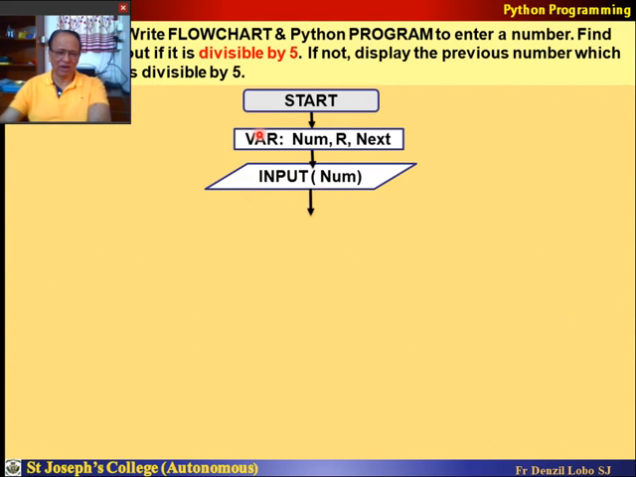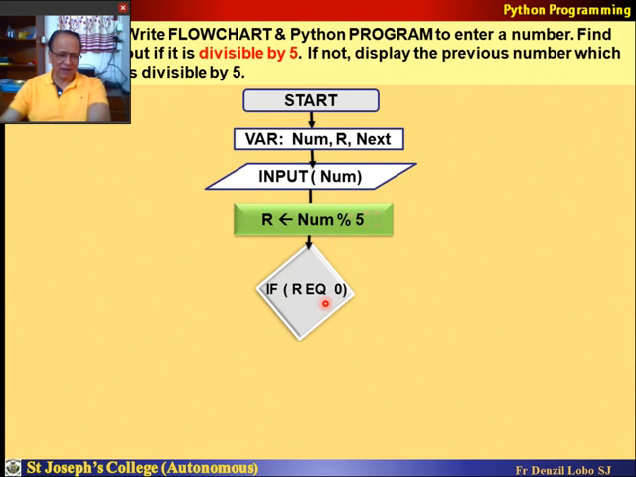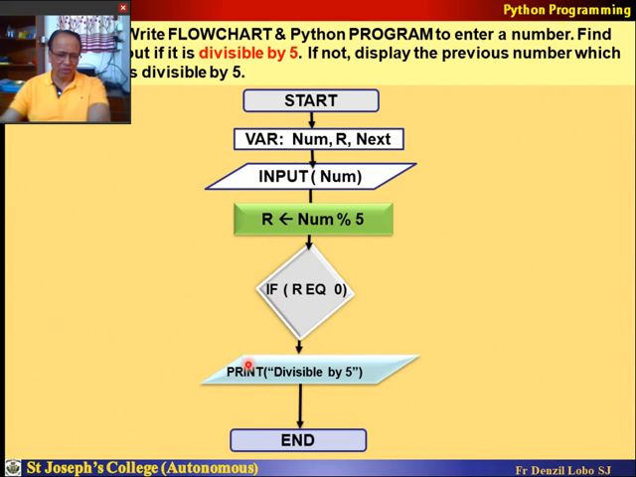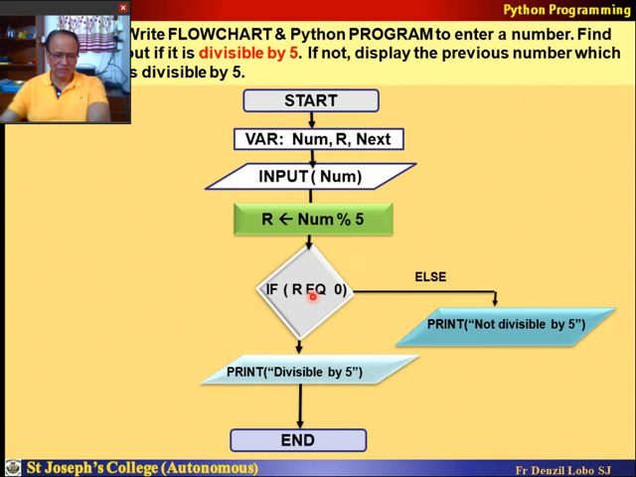So let us say flowchart. Input number, I have to input that number. These are the variables. Then I say R is equal to number modulus 5, so I get the remainder. Then, naturally, if R is equal to 0, then you know it is divisible by 5. Very simple. But if R is not equal to 0, it may be 1, 2, 3, or 4, one of these numbers. Then you say it is not divisible by 5.